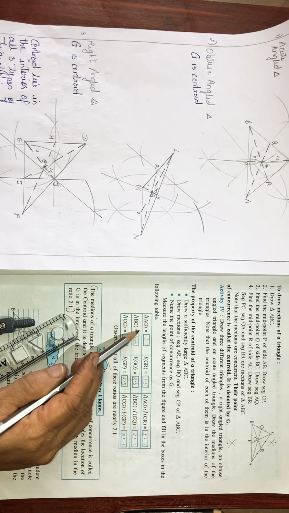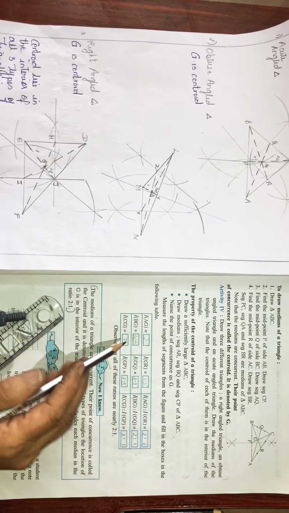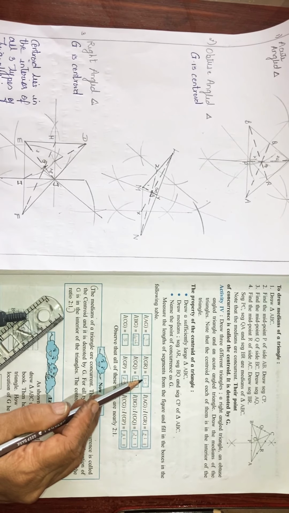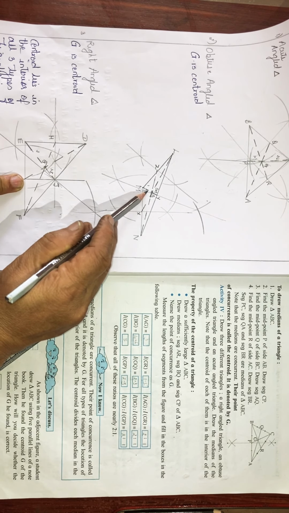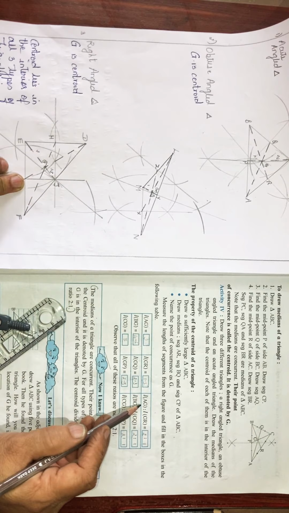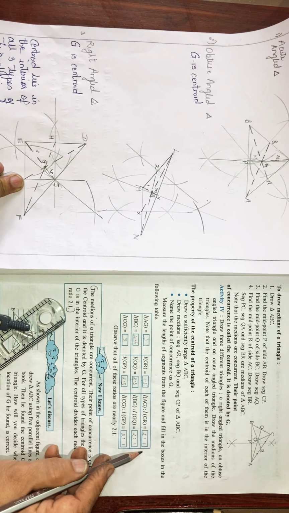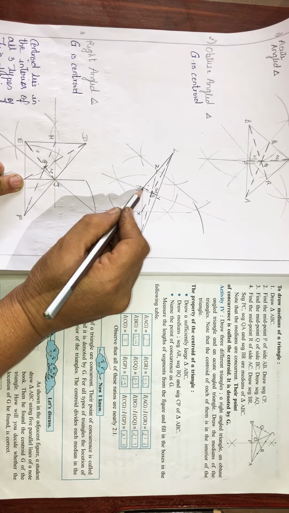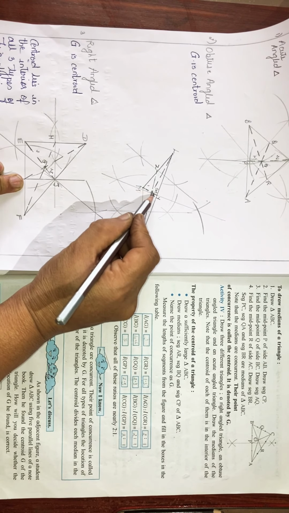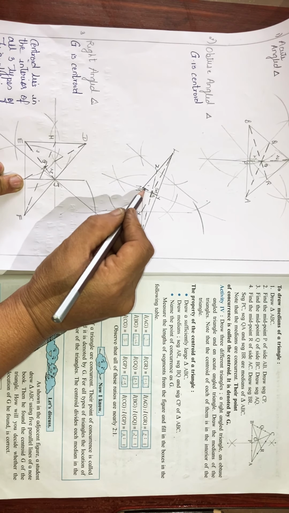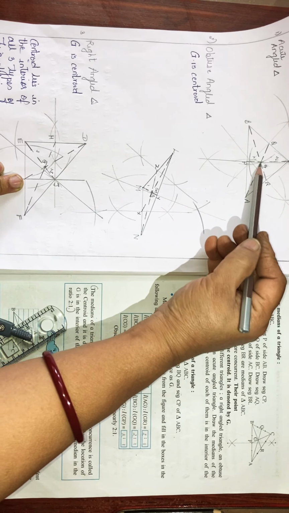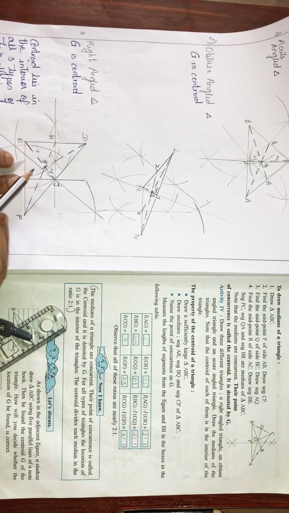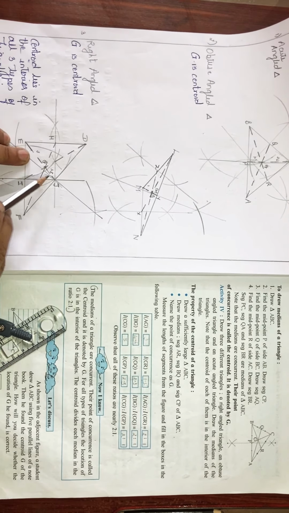Now, if you measure the lengths, suppose AG is 3, then GR is 1.5. So the ratio of AG to GR is 2:1. It's always double. Here this measures 1 centimeter and this measures 0.5 centimeter, half. So 2:1. Here also this measures 2.2, this measures 1.1. Similarly here this measures 3 and this measures 1.5.